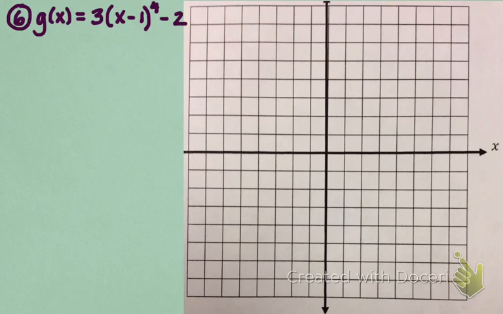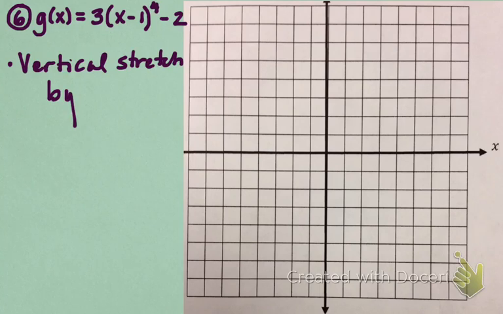So for number 6, we're going to use the same idea, but now we have a 4th degree function, so the parent would be a 4th degree graph we would compare this to. So this one is going to look somewhat like a parabola, but flatter in the middle. And so our first step is to describe how this graph would be different. And again, the first thing we see is that 3, and it's outside, so it's direct and vertical. So the first change is a vertical stretch by 3.